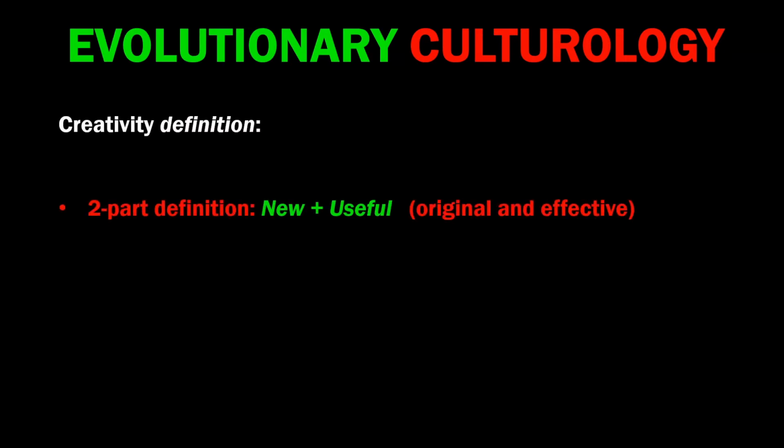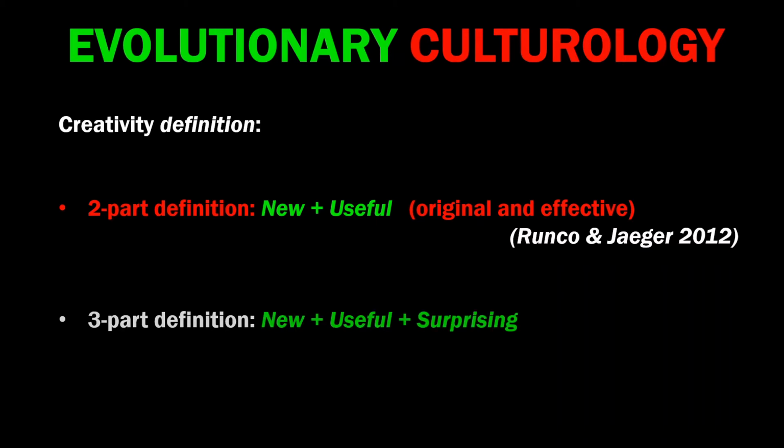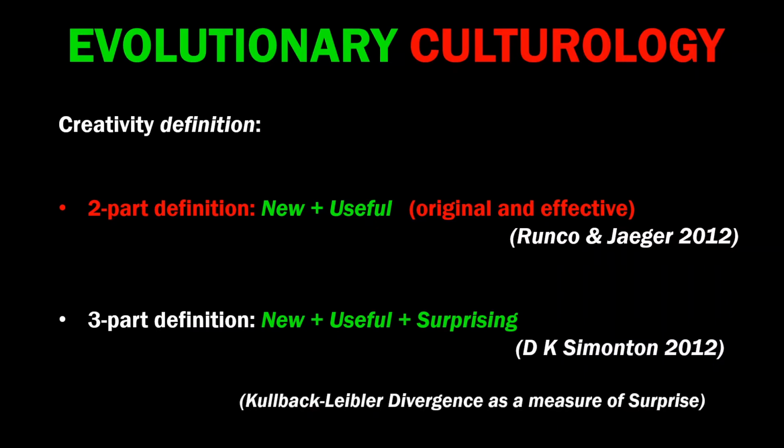Many people know the standard 2-part definition, which is a cultural artifact that is new and useful, or original and effective, from Runco and Jaeger 2012. But EvCult prefers the 3-part definition, an artifact that's new, useful, and surprising, from Simonton, Brunner, Bowden, and others. And you can use Kullback-Leibler divergence as a mathematical measure of surprise.